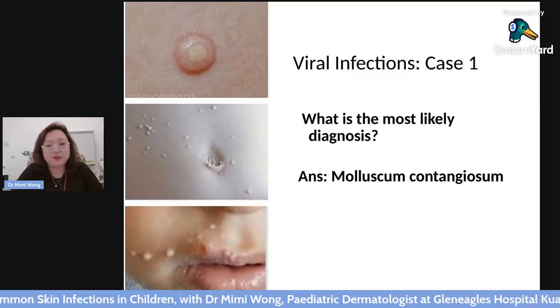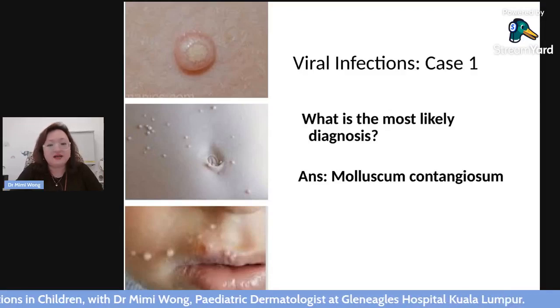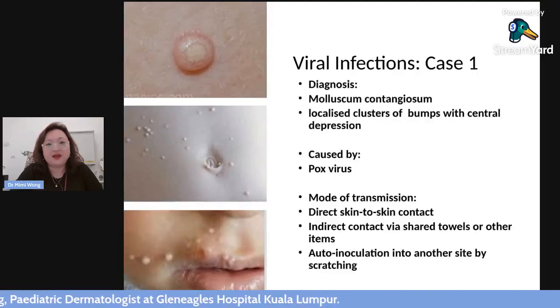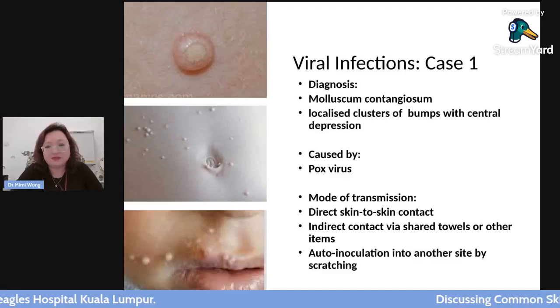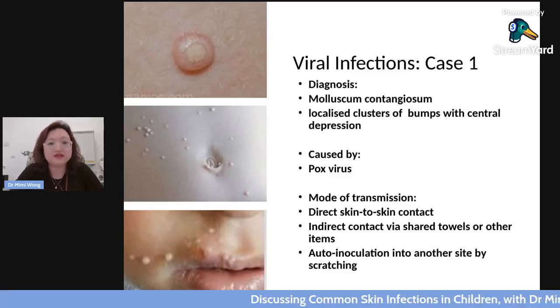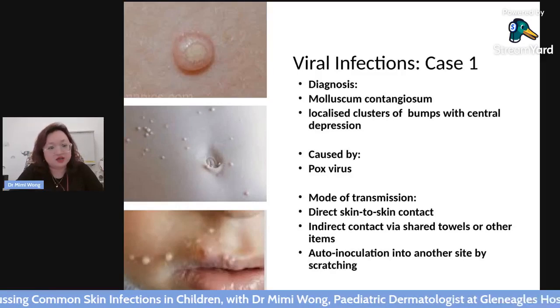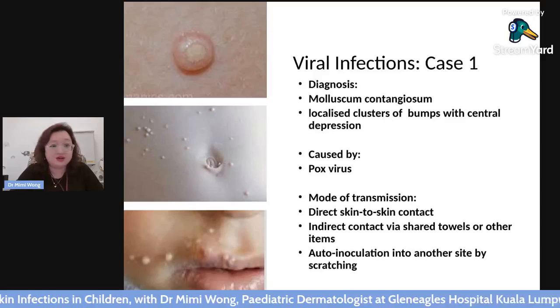This is a very common kind of virus infection that we see in the skin of children. They usually present with a localized cluster of these little bumps with a central depression. This is a classical description of this kind of viral skin infection. It's caused by pox virus. And in Malay, molluscum contagiosum is called ketuat nasi or ketuat lembut.